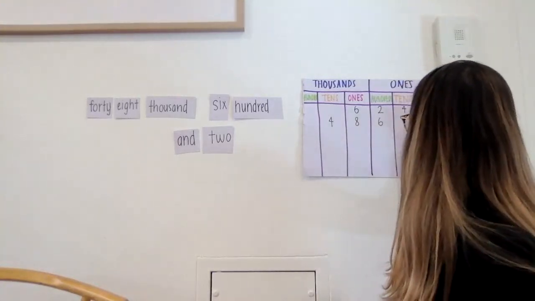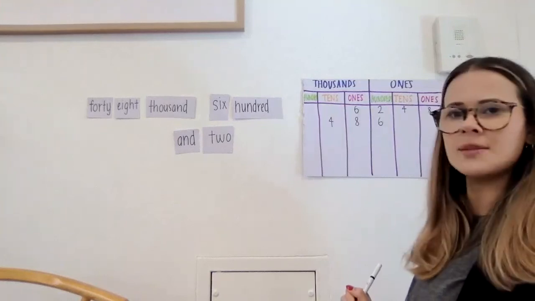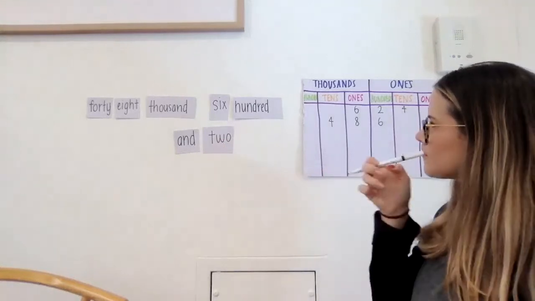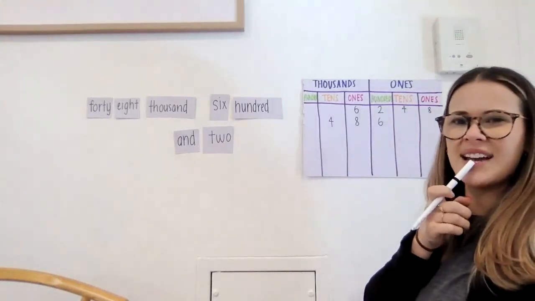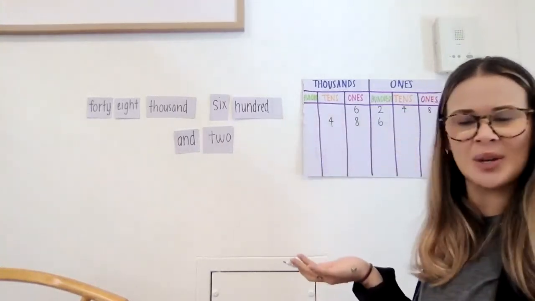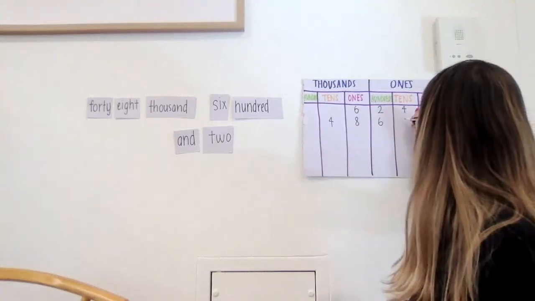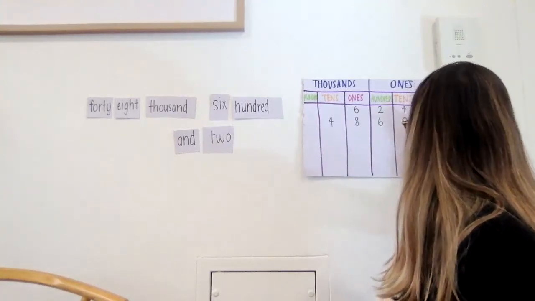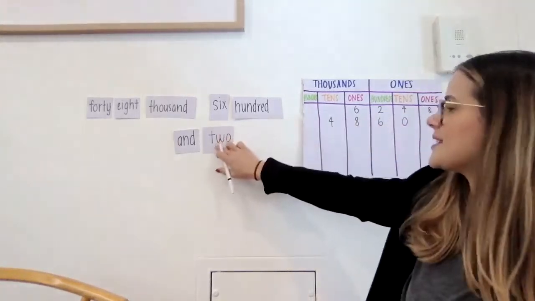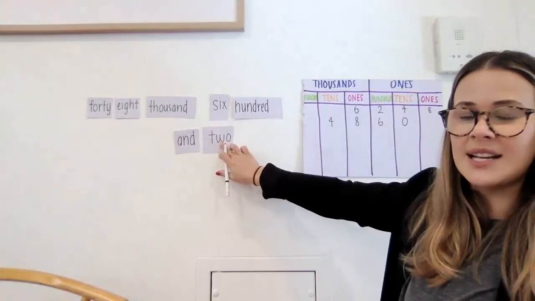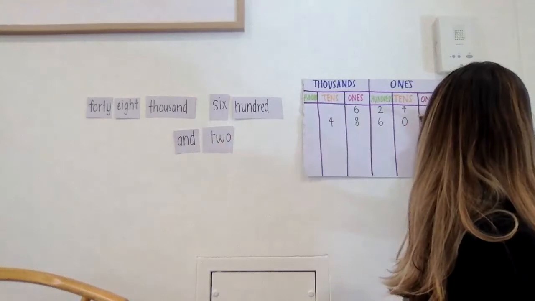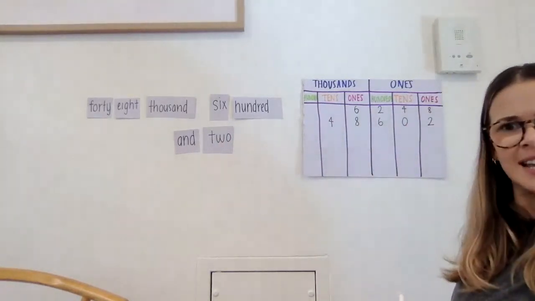48,602. Where does my 2 go? Does it go in the tens or the ones? Well, it's not 20, so I can't put a 2 in the tens because the value isn't 20. So I need to make sure I put a 0 there, okay? Because if I put a 2 there, it's not going to be the same as my word. It's not going to match. So I need to make sure I have my 0 there and my 2 goes in my ones. Did you get the same number as me?